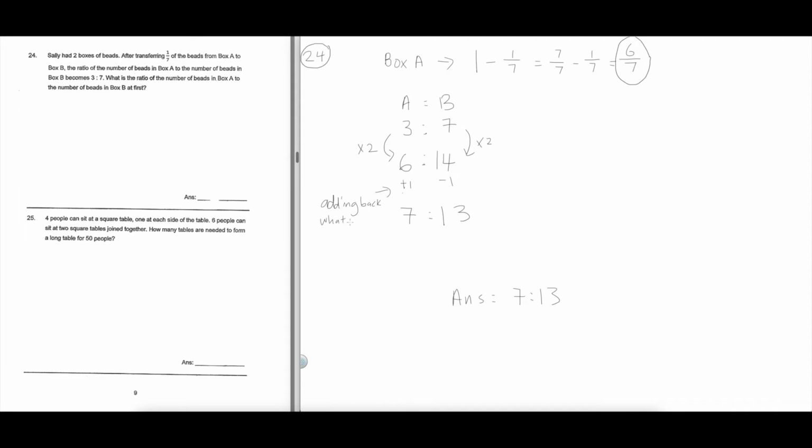Okay, so this is adding back what was given to B, which is 1/7. Okay, this is reducing what was given at first from A, which is 1/7 also. Okay, got it? If you got it, we're going to move on to question 25, okay? If you don't, worry not, just go back and read the question and watch the video again.